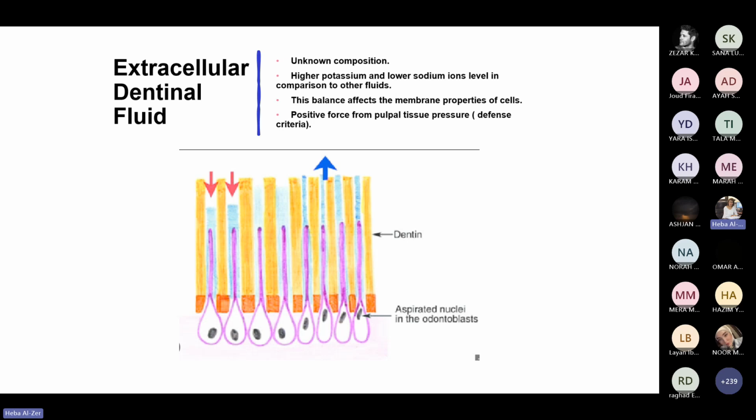The fourth component is the extracellular dentinal fluid. There is a fluid coming from the dentine pulp, from the dental pulp into the tubules. Of course, the odontoblasts are responsible for the composition of this fluid. It has higher potassium and lower sodium ions, which means it has higher osmolality that causes an outward pressure, or positive pressure, outside the dentinal tubules to help get the toxins and pathogens outside the dentinal tubules if any carious lesion happens.